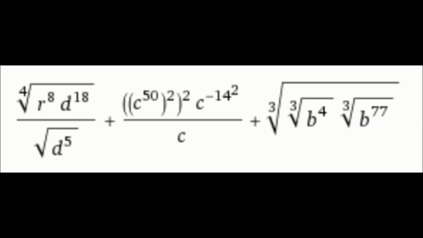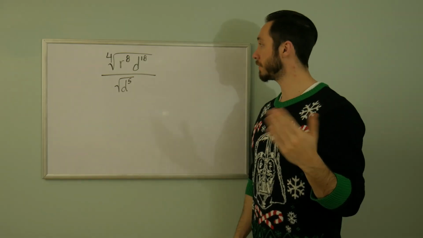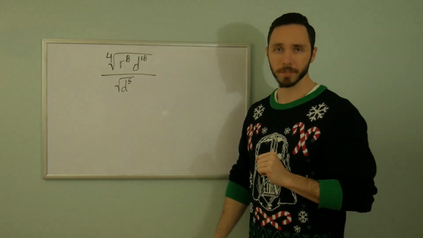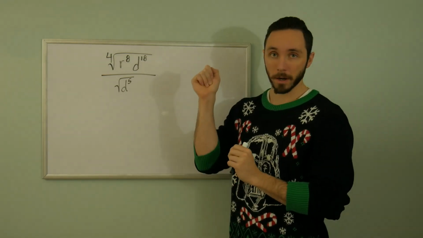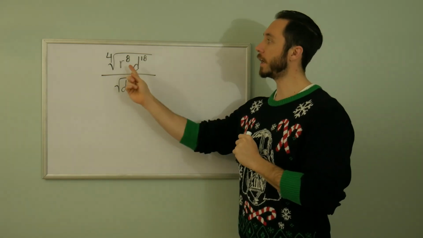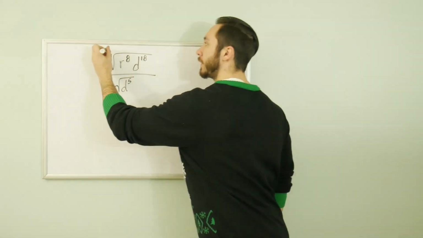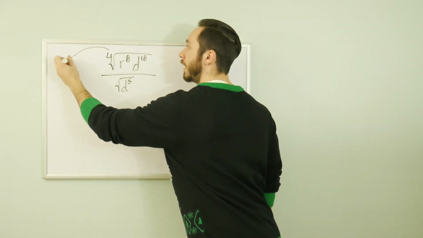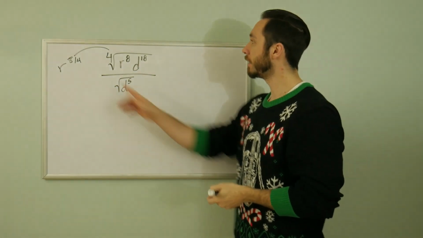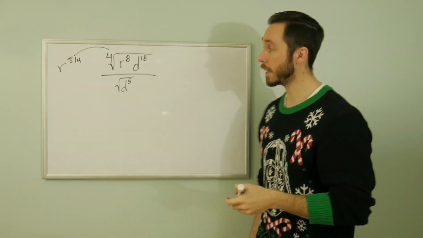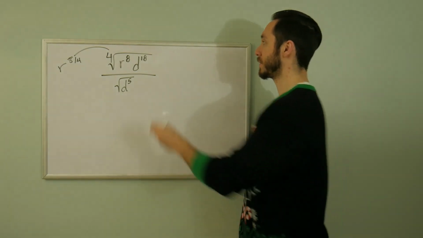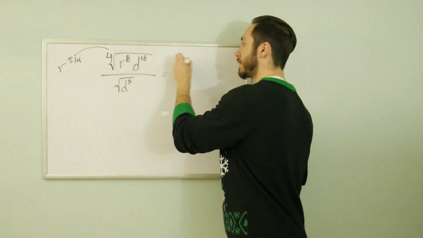3, 2, 1. First step back here, we have the fourth root of r to the 8th times d to the 18th, and that's all over the square root of d to the 5th. So I see r is all by its lonesome here. How about we use the definition of a rational exponent and reconsider this as r to the 8/4. 8 is that power which serves as your numerator, and 4 is that index which serves as your denominator. That's something I can simplify. 8 divided by 4 is just that 2, so this is the same thing as r squared.